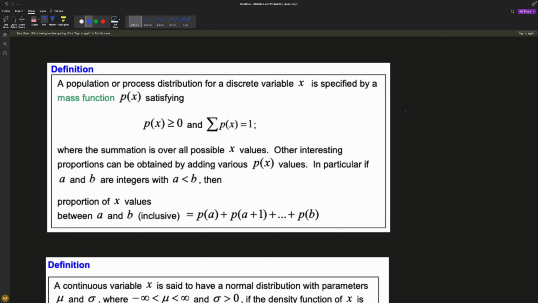Mass functions. A population or process distribution for a discrete variable x is specified by this one. So mass functions are for discrete variables. So let's say you have some function. Okay, let's make it bell-shaped. Okay, I have some function.